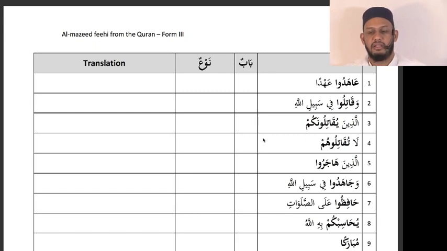Next one. La tuqatiluhum is the what of the third bab? قاتل يقاتل قتالا مقاتل مقاتل قاتل. لا تقاتل is the nahi. لا تقاتل is you one male don't fight. But for many people say لا تقاتلوا, and all of you don't fight. لا تقاتلوهم, and all of you don't fight them.